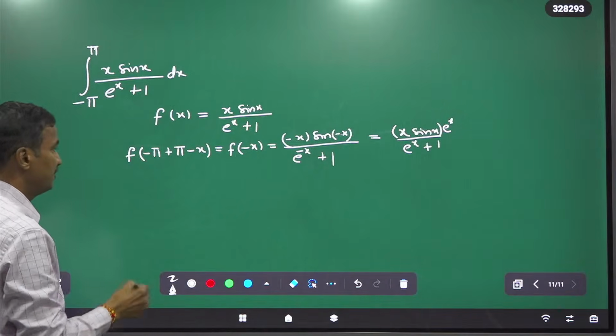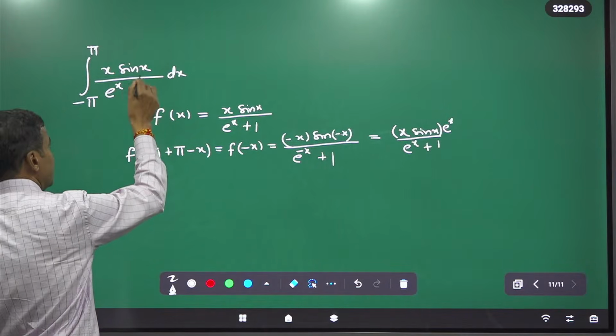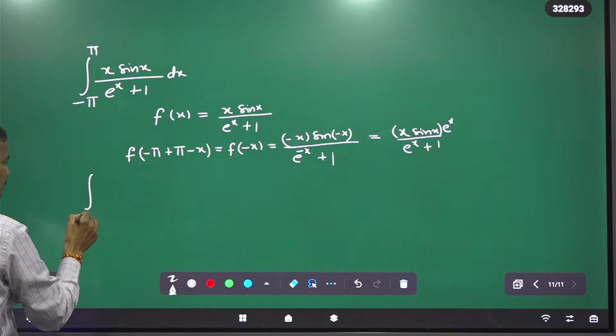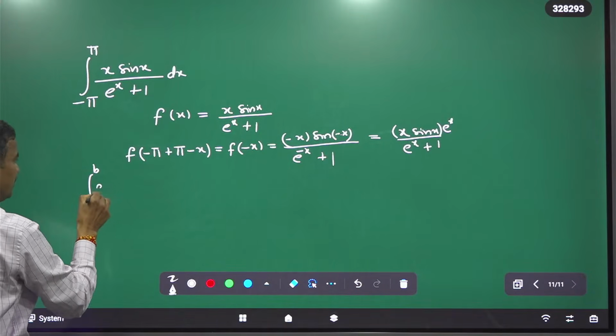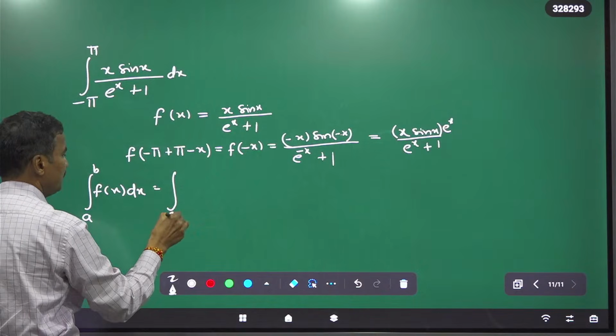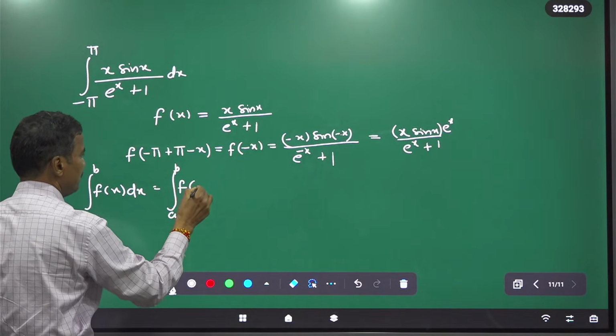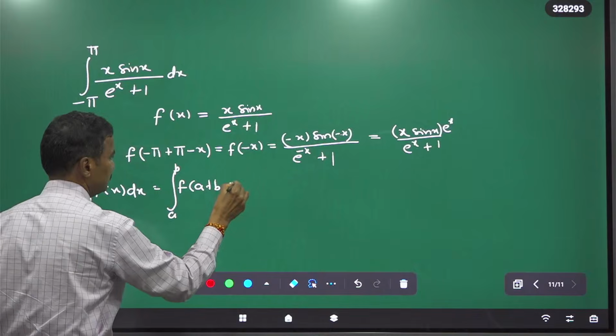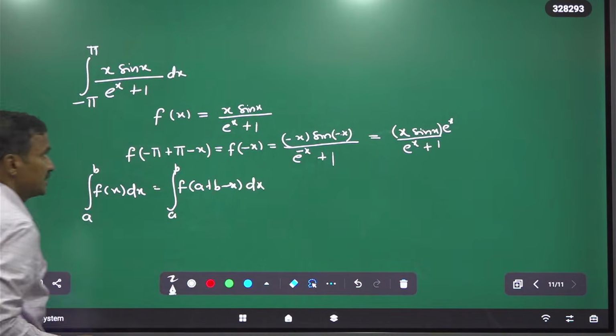This is the value of f. First of all we have to apply this property, that is, integral of a to b f of x dx is equal to integral of a to b f of a plus b minus x dx.